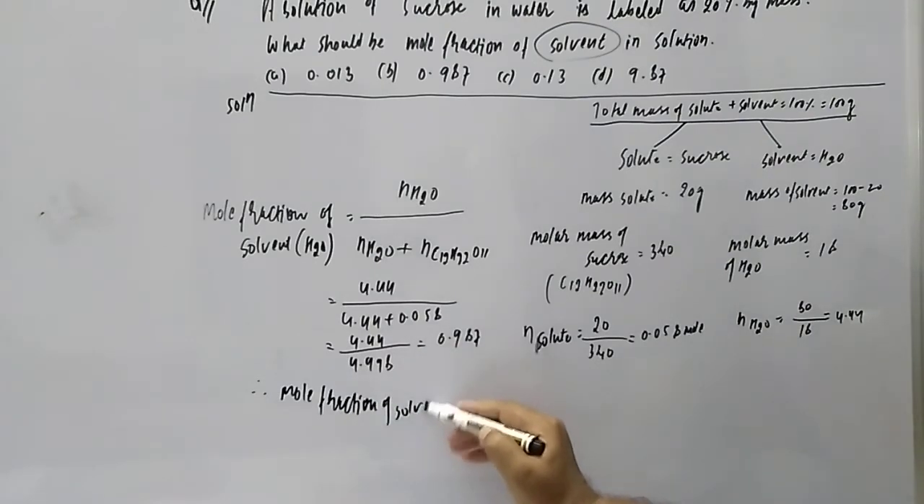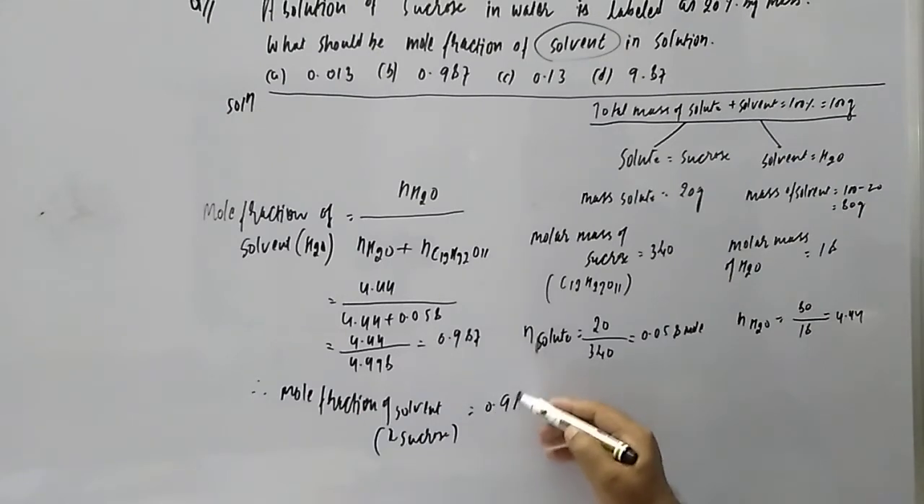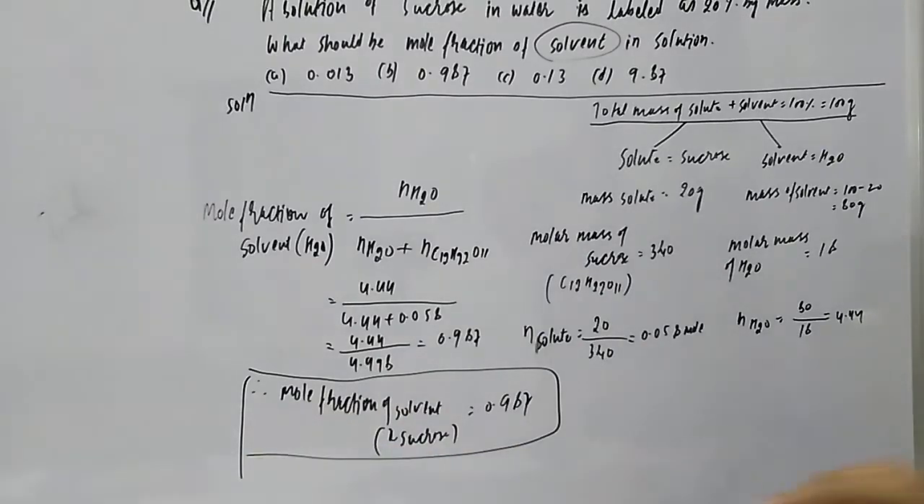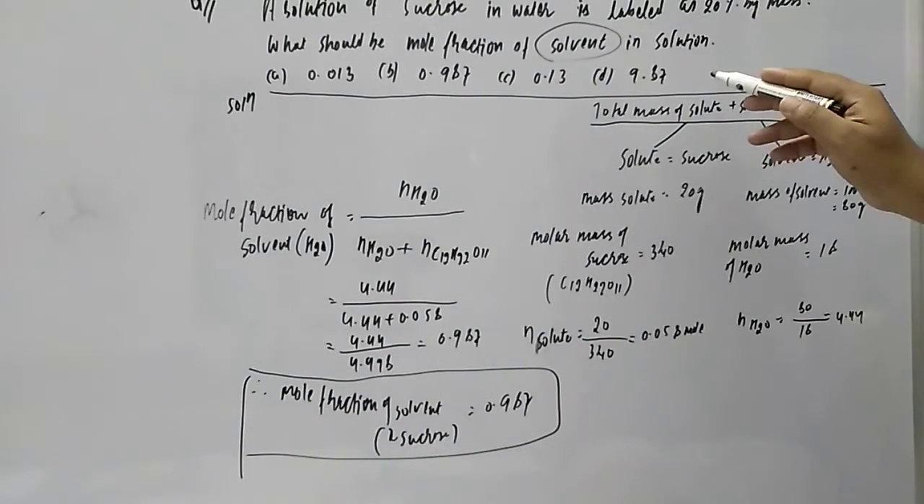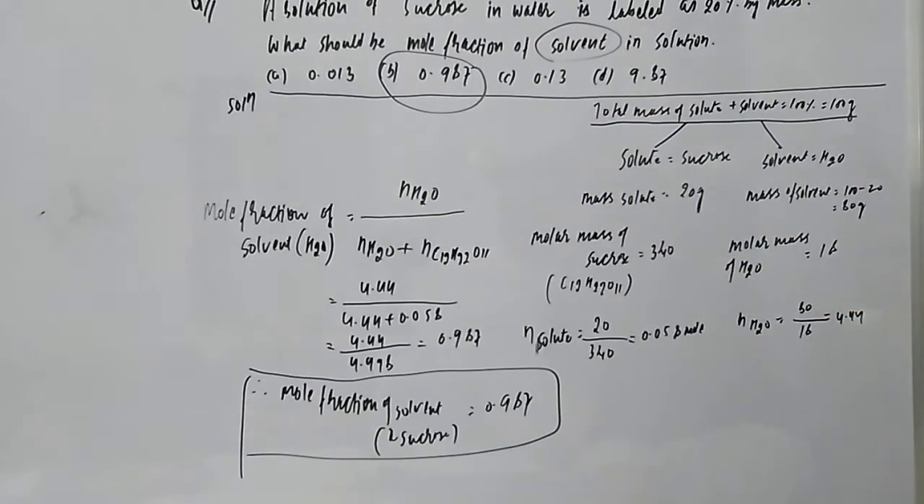So therefore, the mole fraction of solvent, how much is coming, student? It is coming 0.987. So what could be our answer in the given options? 0.987, so option number B is correct, student. Thank you, student, for watching.